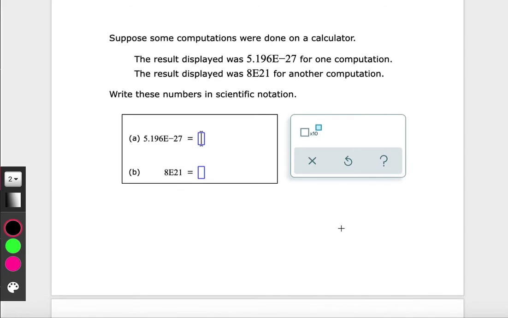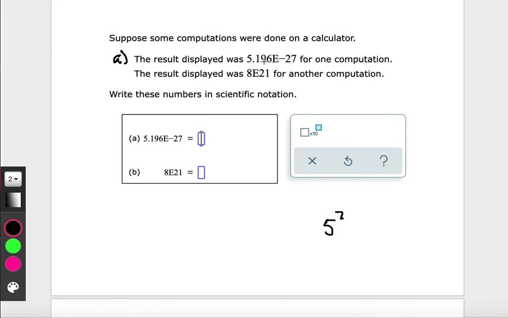The topic says, suppose some computations were done on a calculator. The result displayed for letter A was 5.196 E negative 27. This is written in a simplified version of scientific notation specifically for calculators because they can't really show exponents in a nice way. They don't have a way to show 5 to the 7th power. They can't use superscripts, which is what an exponent is, so they write it using this E.